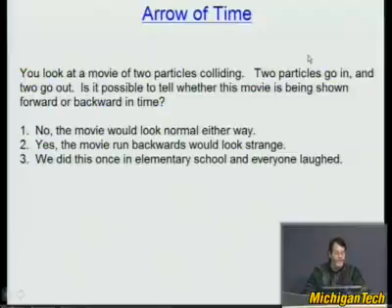Is the arrow of time unique? So the possible answers could be no. No, the movie will look normal either way. Yes, the movie run backwards would look strange. You don't even have to understand how strange, it would just look strange. And we did this once in elementary school and everyone laughed.